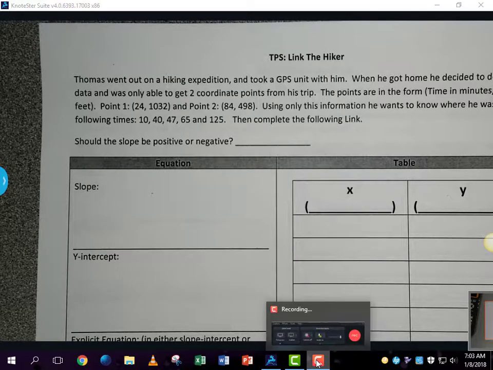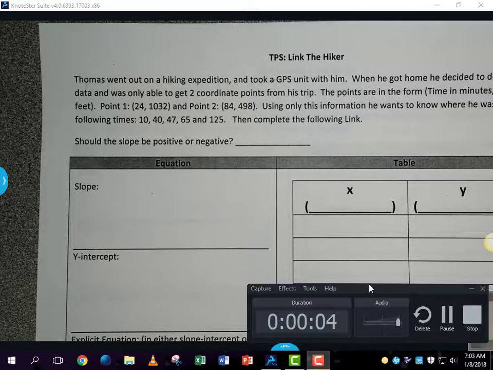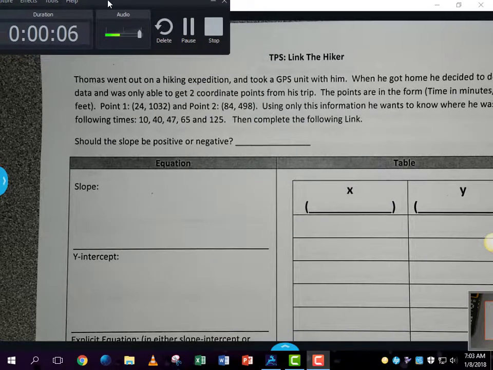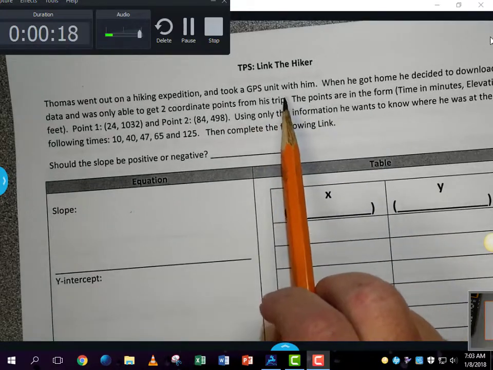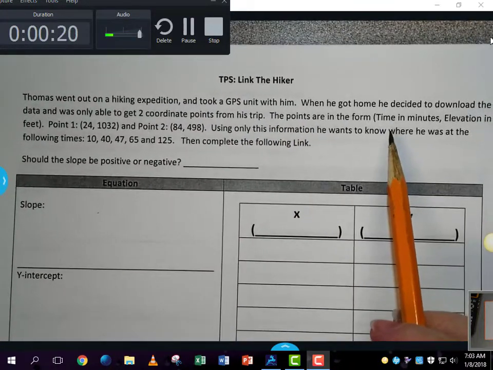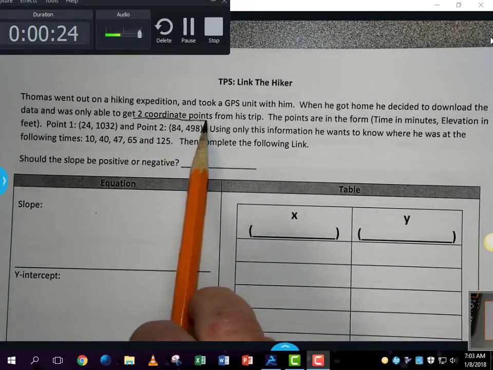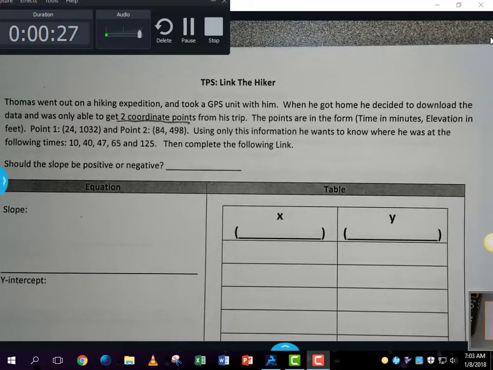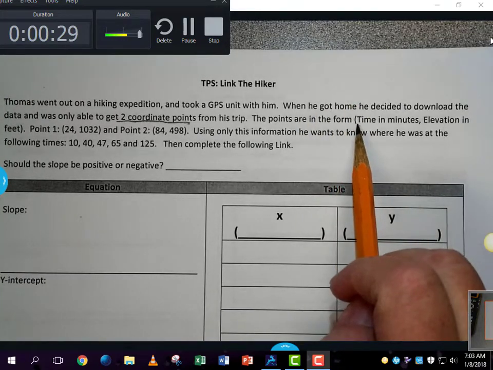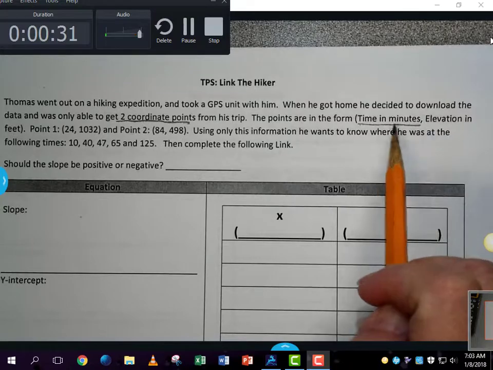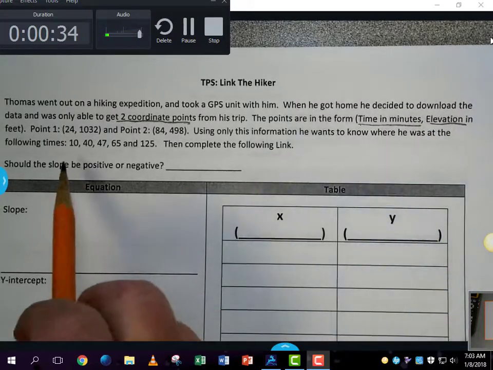For this link sheet, which is the hiker, I'm going to throw this up here so I can keep an eye on my time. It's a little bit different than the last one because the information that we're given is a little bit different. Thomas went on a hiking expedition and took a GPS unit with him. When he got home, he decided to download the data and was only able to get 2 of the coordinate points for his trip. The points are given in the form of time in minutes and then elevation in feet.